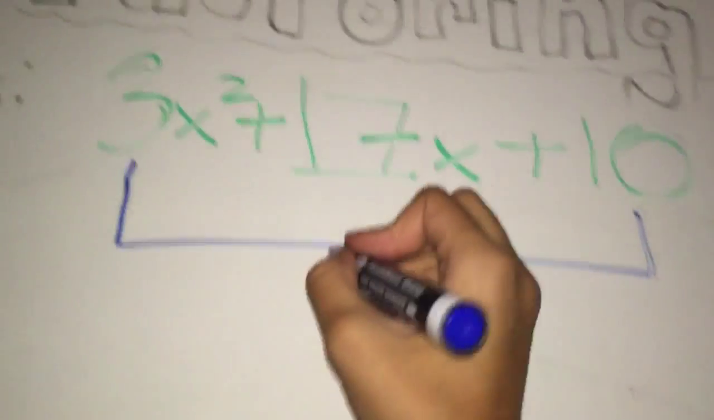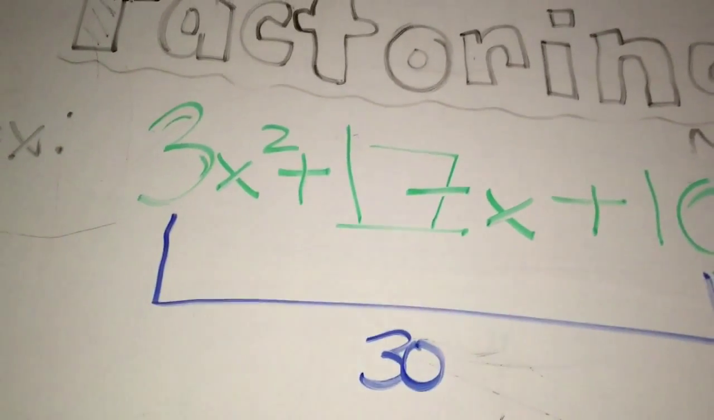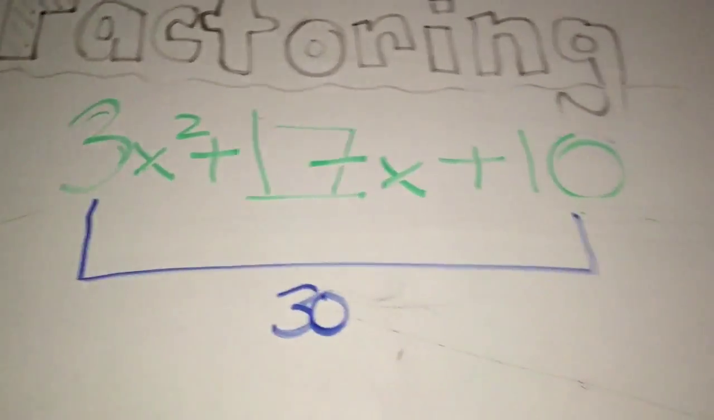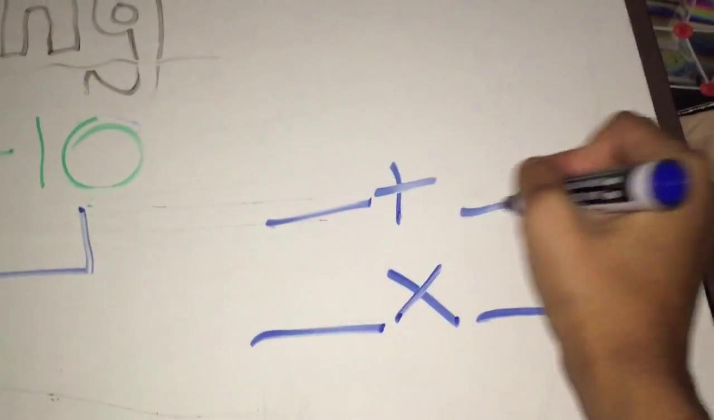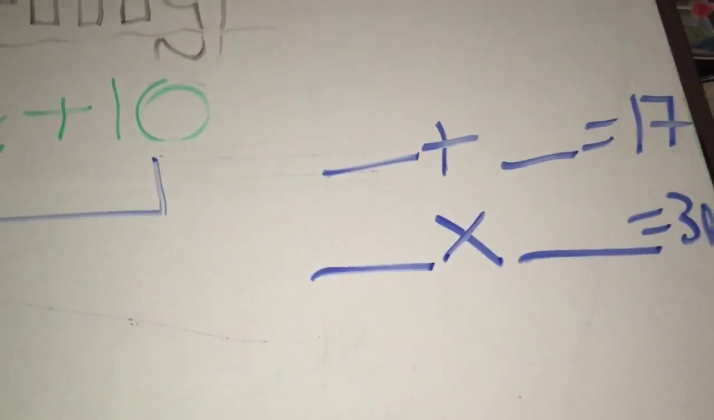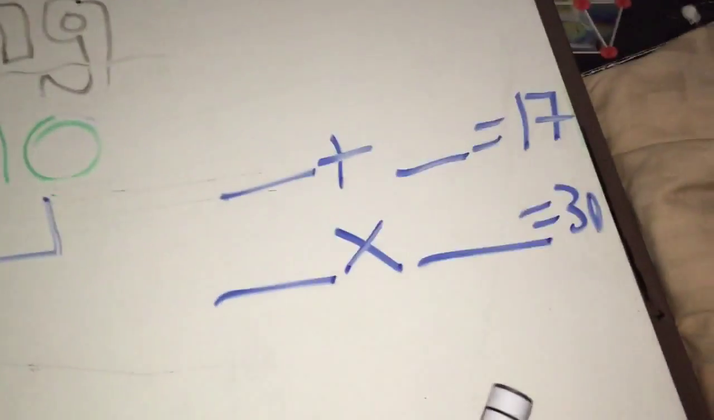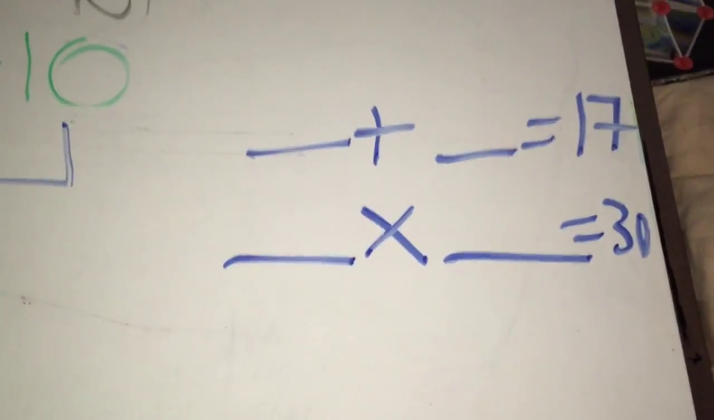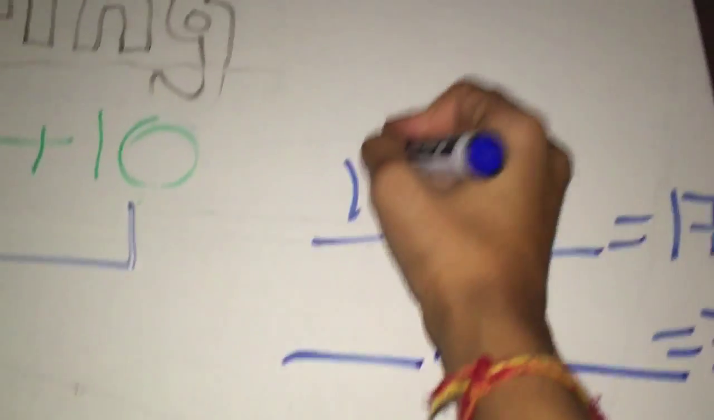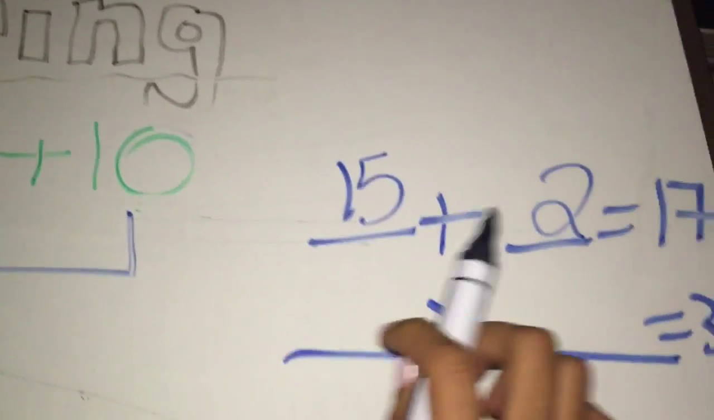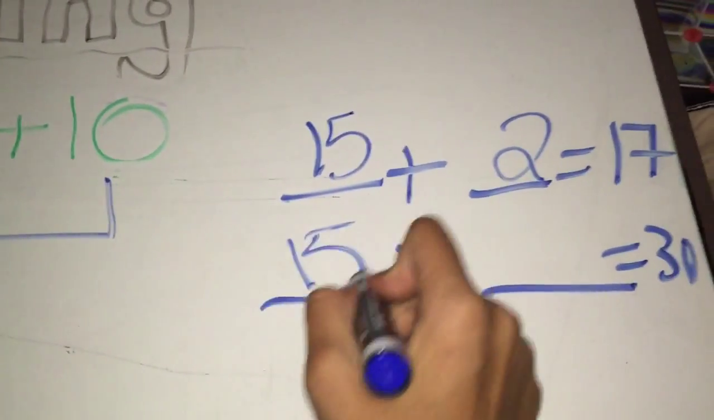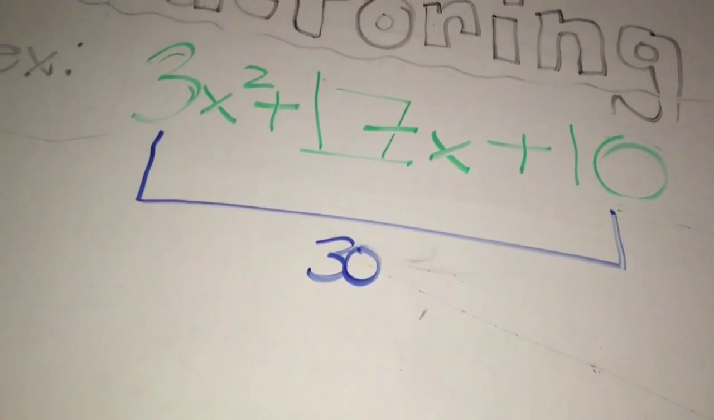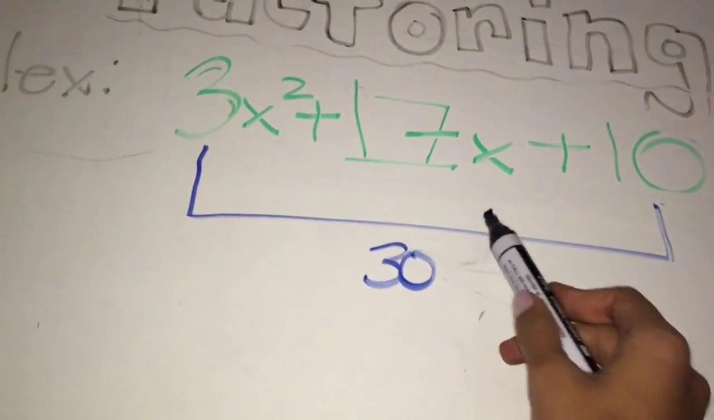So 3 times 10 is equal to 30. So that's your new product. And your sum stays the same. So we need two numbers that add up together to get 17, and the same two numbers need to multiply together to get 30. We could do 15 and 2 because 15 plus 2 is 17 and 15 times 2 is 30.